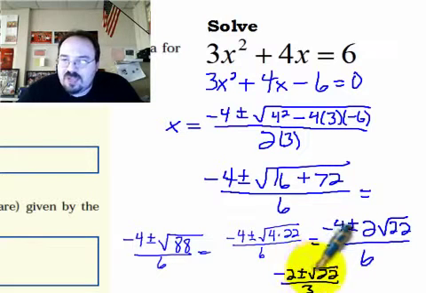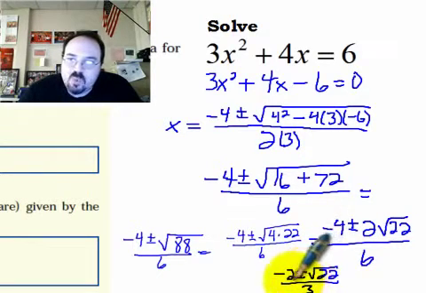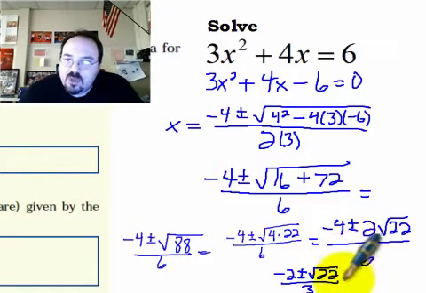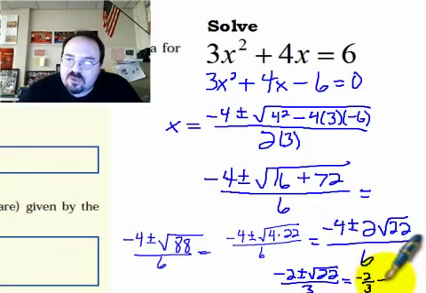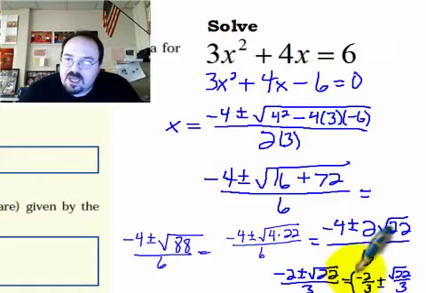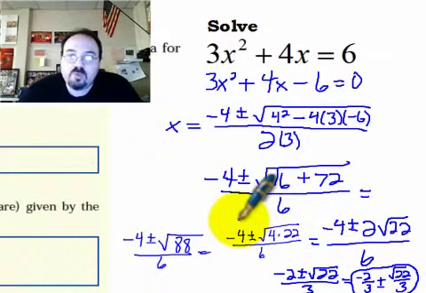So these are my two answers. You can leave them like that, or you can put them in decimal form, or you could even write them as two separate fractions here. So negative 2/3 plus or minus root 22 over 3. And that's all you have to do. Okay, so hopefully you are now experts in many, many ways and methods of solving quadratics, and I'll talk to you again soon.